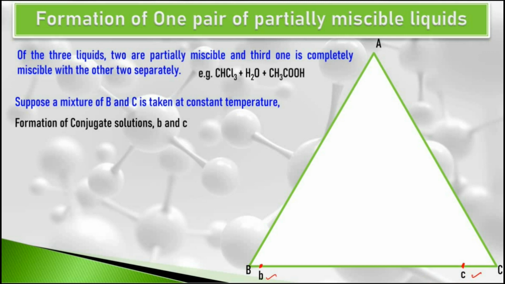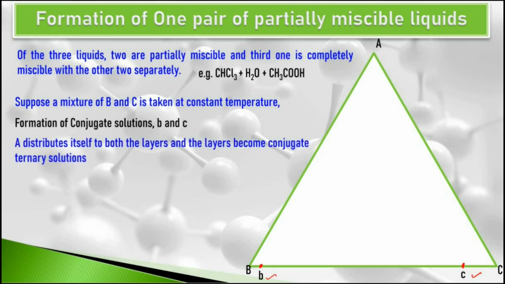Now what happens if we dissolve A in these conjugate solutions? Since A is miscible with B as well as C, when A is dissolved or mixed, A distributes itself to both the layers and the layers become conjugate ternary solutions, because in those layers B and C were already present as conjugate solutions. Now A also got distributed in both the layers, so it becomes conjugate ternary solutions. A conjugate solution which has three components A, B and C.